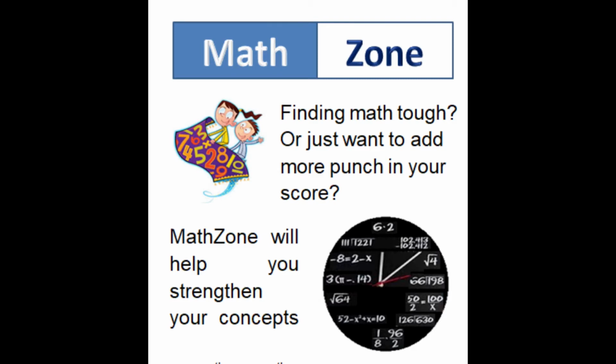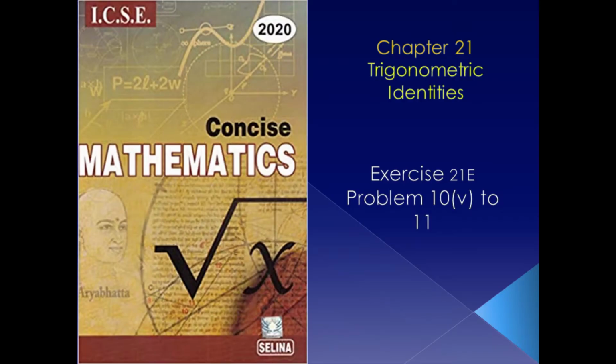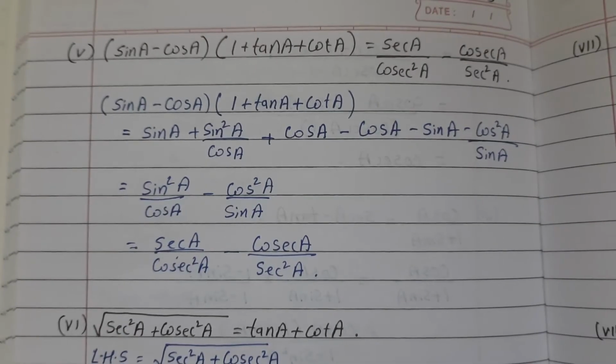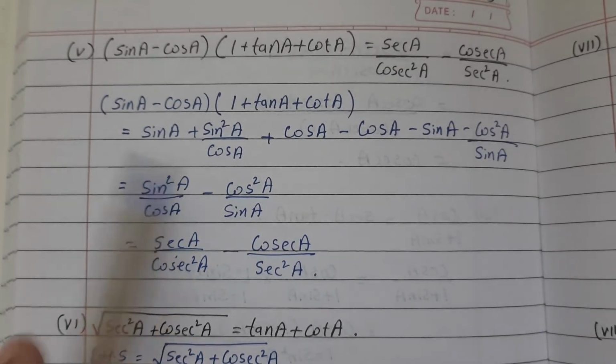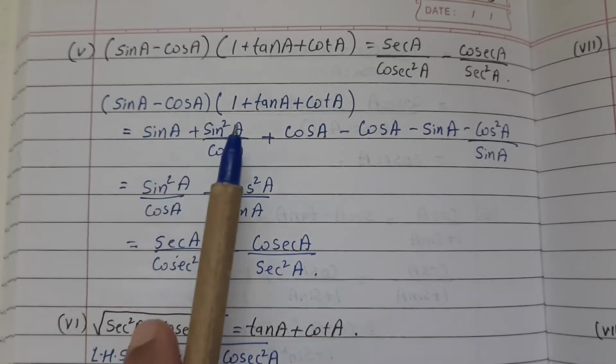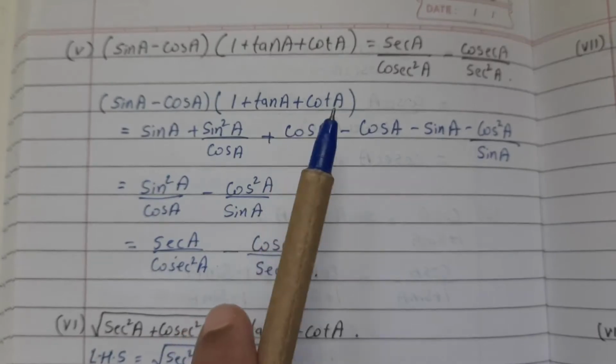Selena, Class 10, Chapter 21, Trigonometrical Identities. Sum number 10, fifth part. Left hand side is equal to (sin A minus cos A) into (1 plus tan A plus cot A).